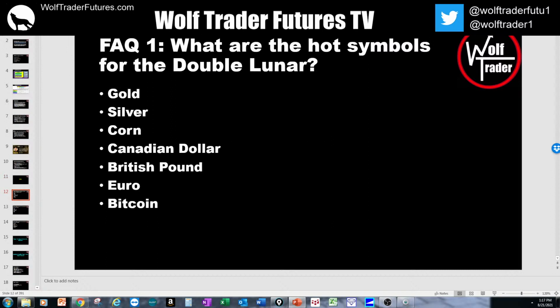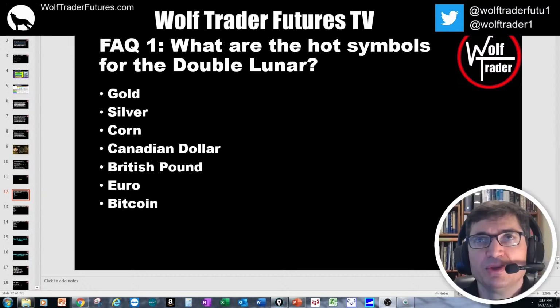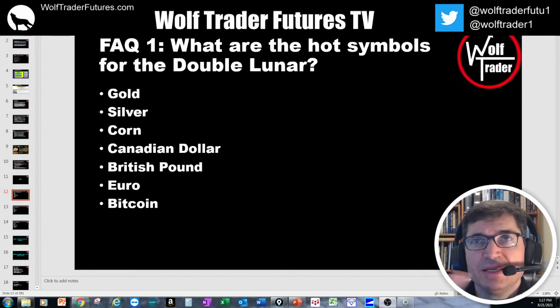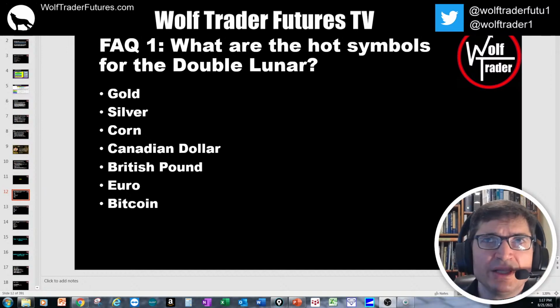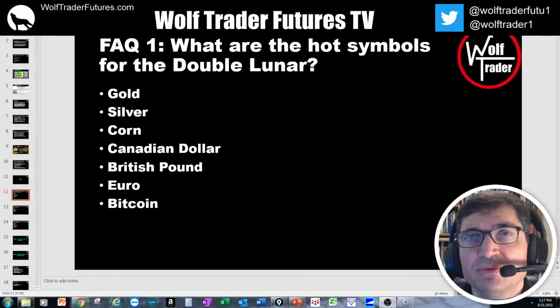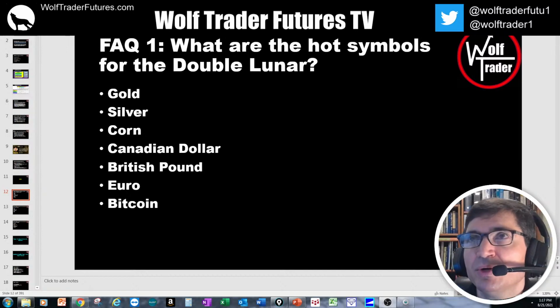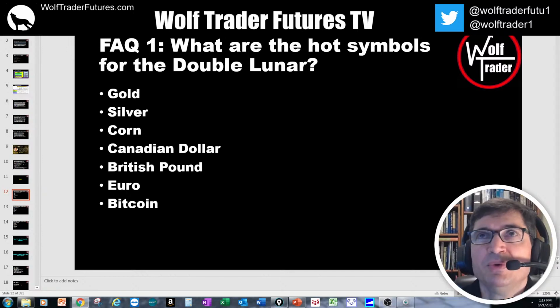an astrological based cycle that's different than any one that you've seen. You may have seen these before with other services like a lunar cycle, but this is different. This one is very fine tuned and it's actually 3 layers now. It's actually triple, but I left the name double just to avoid the confusion. But there's multiple layers that go into this, and these are the symbols that are doing well: gold, silver, corn, Canadian dollar, British pound, euro, and Bitcoin. They are doing very well.